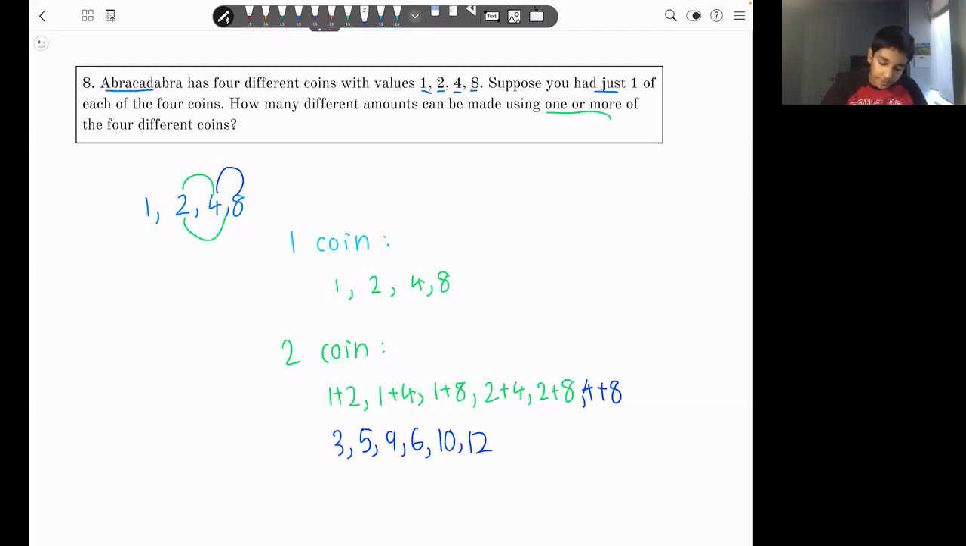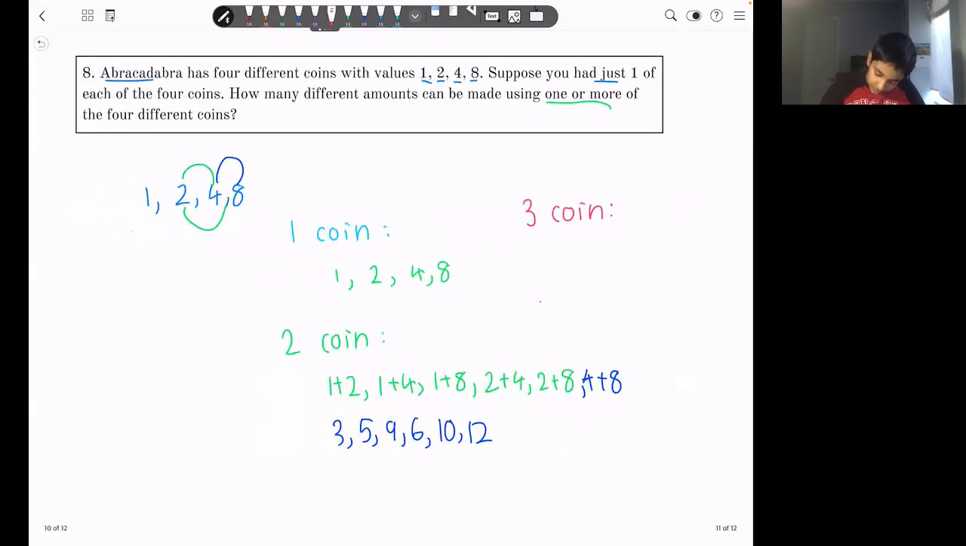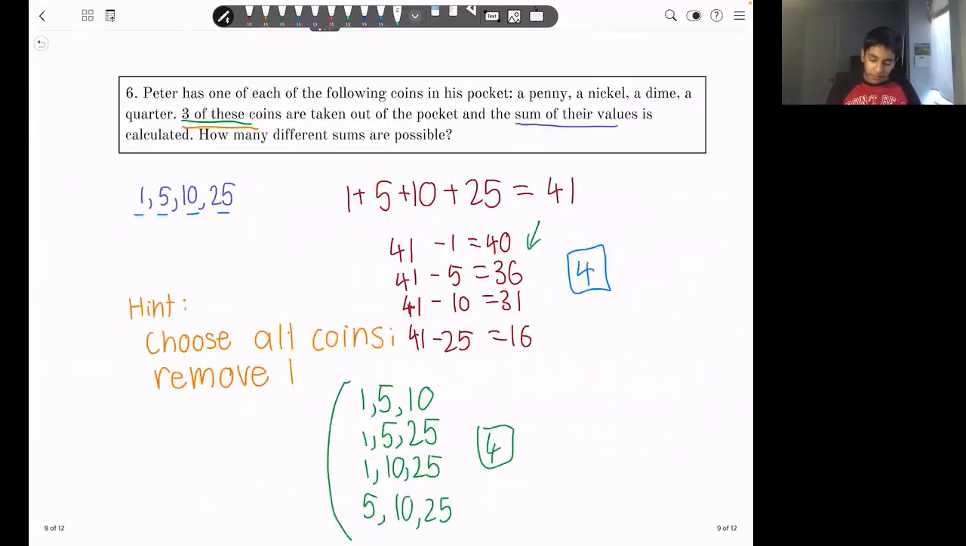Now what if you have 3 coins, 3 whole coins? And actually, I'm going to again use some kind of logic. I'll do the case for 4 coins first. So if you have all 4 coins, you have to have 1 plus 2 plus 4 plus 8, which is 15. If you have all 4 coins, there's only one way, right? You have to have 15. There's no other possibility.